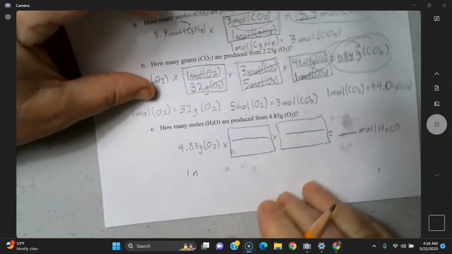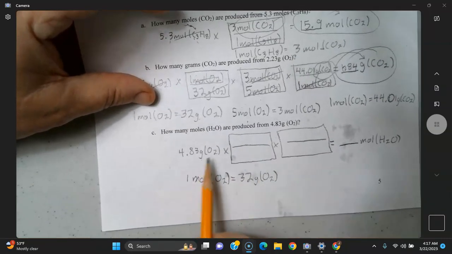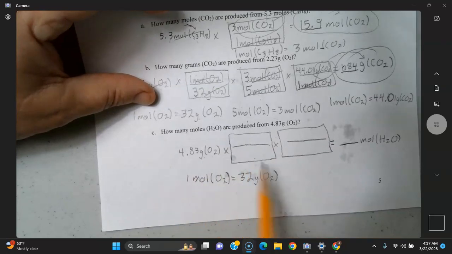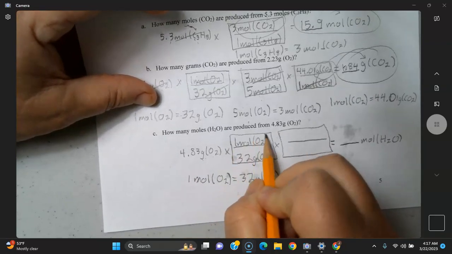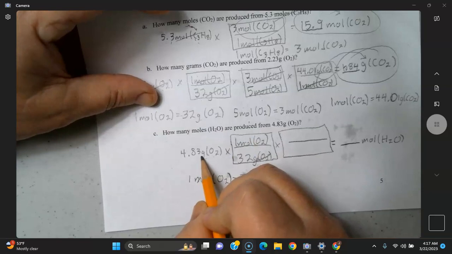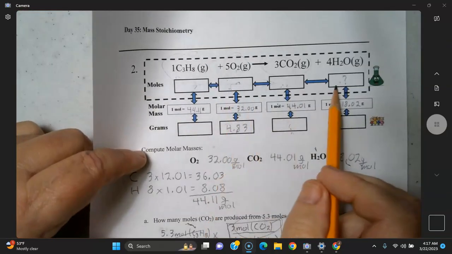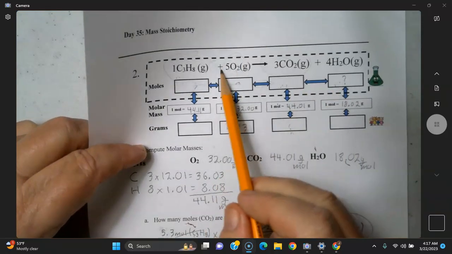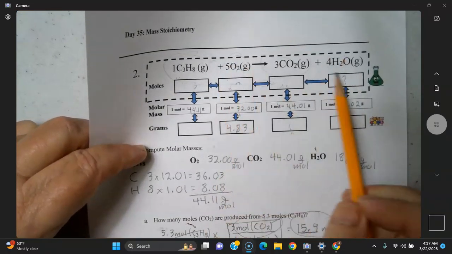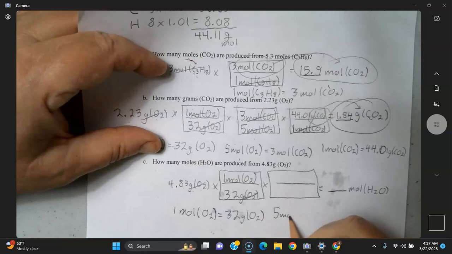Let me get on screen there. Okay, grams of oxygen's up here. It needs to cancel out down there. Grams of oxygen cancel. Okay, so that means we're up in this box now. We need to move over here. So the equivalency is 5 moles of O2 equals 4 moles of H2O.